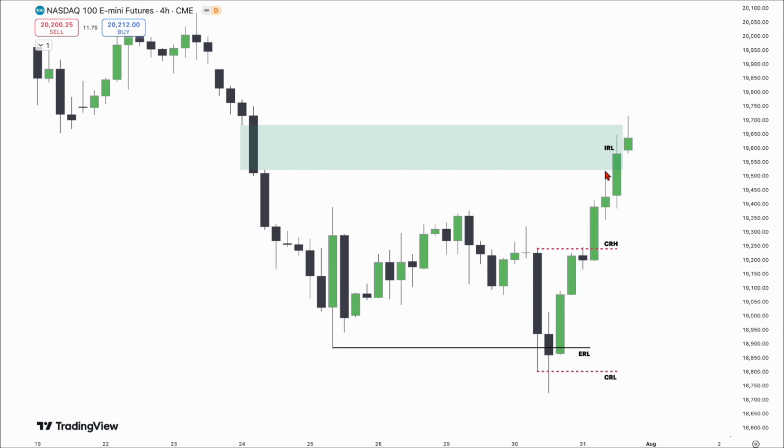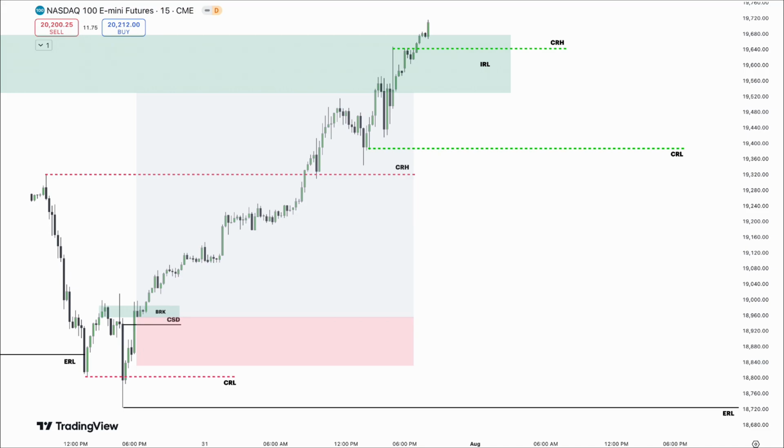Once again, we're expecting prices to move from the IRL to the ERL, and the market has already created a CRT. Let's mark its high and low, as well as the next ERL. Now, we'll switch to a lower time frame and see how it plays out. All our levels are marked here, so let's observe the movement.